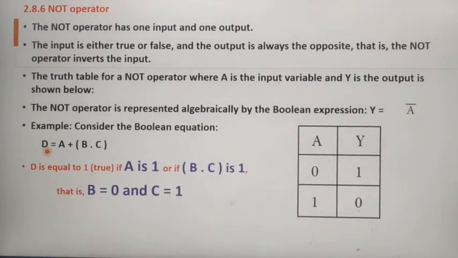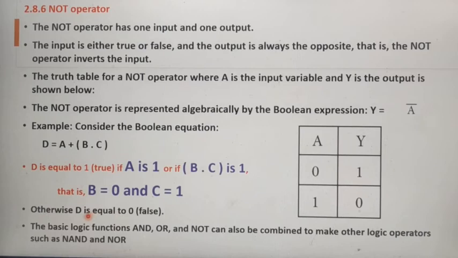Let us see an example. Consider the Boolean equation d is equal to a or b and c. D is equal to 1, 1 means true, if a is 1 or b and c are 1. That is, D is equal to 1 or true if A is 1, or if B and C are 1. Here B is equal to 0 and C is equal to 1, so this term will become 0. So if A is 1, the D value will be 1. Otherwise, the value of D is equal to false.